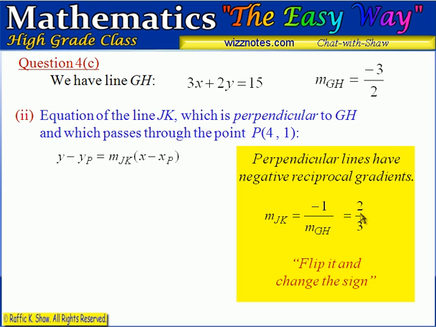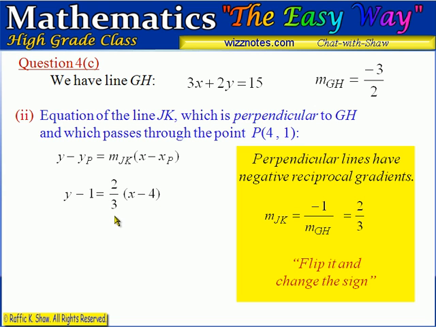And this 2 divided by 3 can now be placed right here for the gradient, along with yP, the y value at the point, and xP, the x value at the point. And from that we will extract the equation of the line, and this is it. y minus yP, which is 1, equals the gradient of JK, which is 2/3, which I have calculated from here, multiplied by x minus xP. xP we said is 4 because the x coordinate of the point that we know is 4.